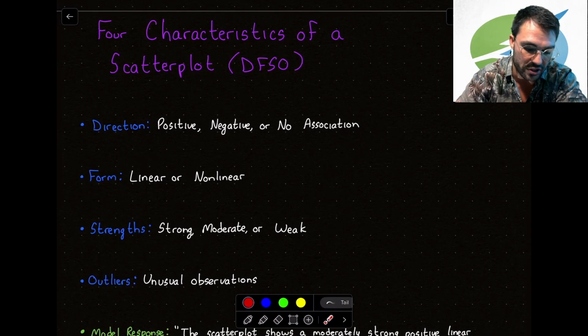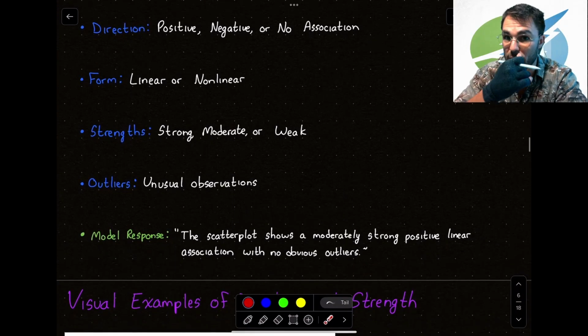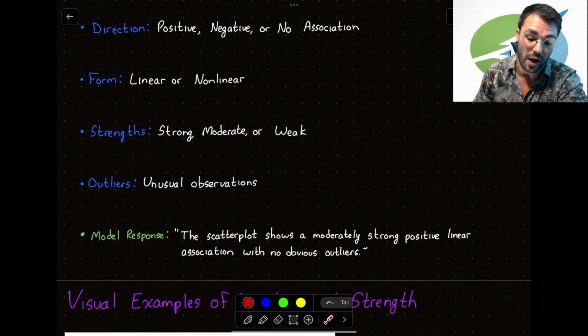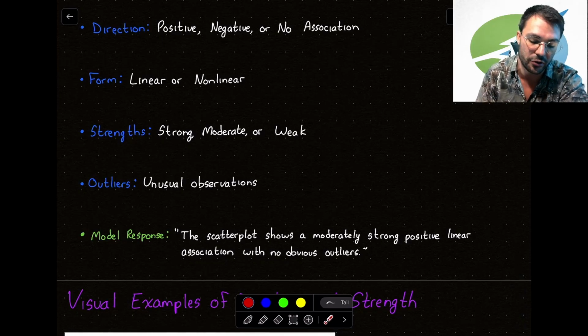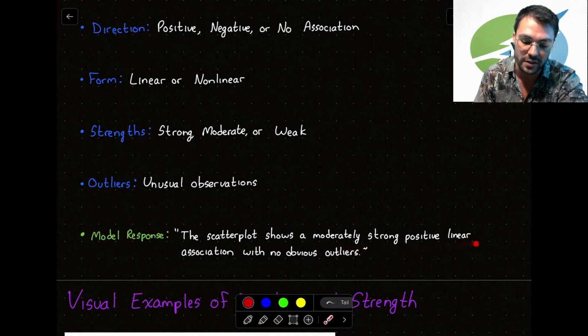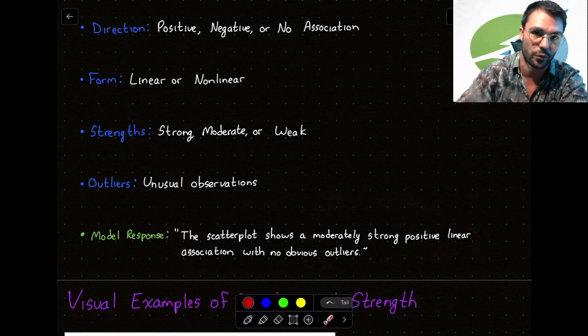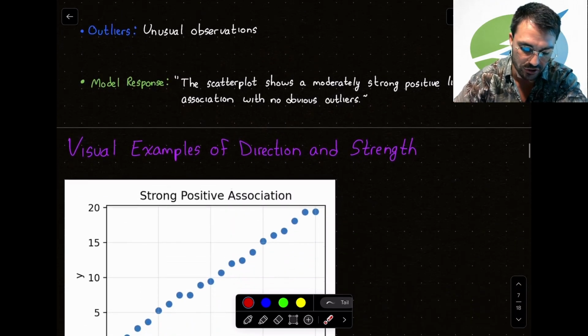We're going to take a look at what this looks like, but just to give you a heads up of what a proper response would look like. If you have your model, you would say something along the lines of, I gave this example: the scatter plot shows a moderately strong positive linear association with no obvious outliers. Anytime you describe your scatter plot, this is the type of language we're going to use. And like I said, we're going to do more examples. All right, so let's take a look at some.